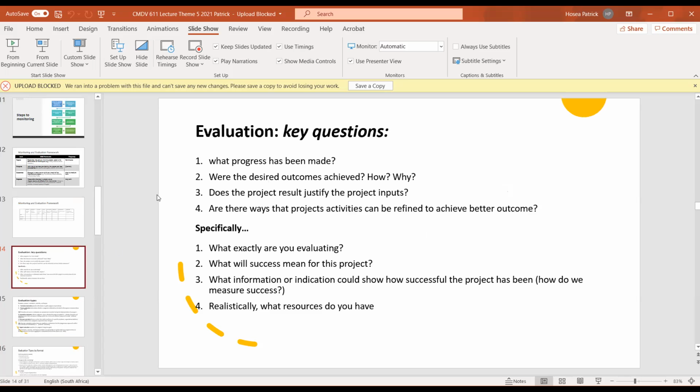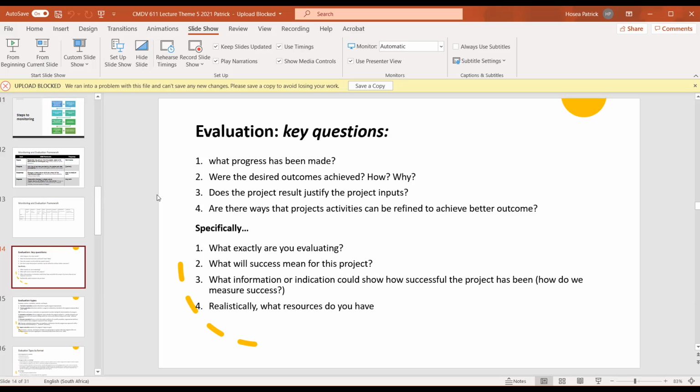So in evaluation, there are some questions we need to ask ourselves. First, we ask ourselves, what progress has been made? This is key in evaluation. Were the desired outcomes achieved? If they are achieved, how have they been achieved? Right? If they are not achieved, why are they not achieved? So these are questions you ask yourself. And then how are they supposed to be achieved?